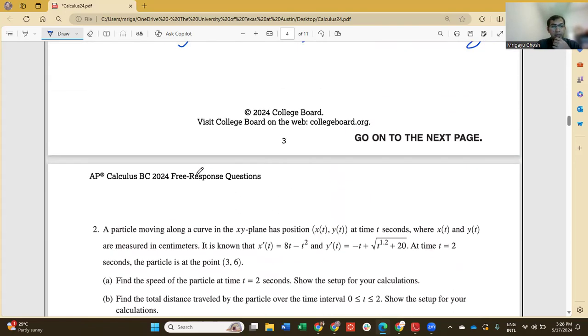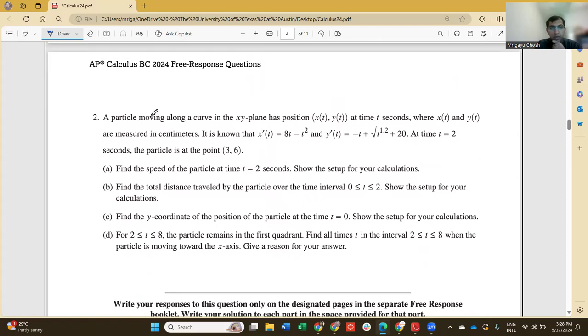Okay, so number 2. This is going to be a parametric problem. A particle is moving along a curve in the XY plane, has position X and Y, and they're in centimeters. So X prime is given by this, Y prime is given by this, and at time t equals 2 seconds the particle is at this point. Find the speed.